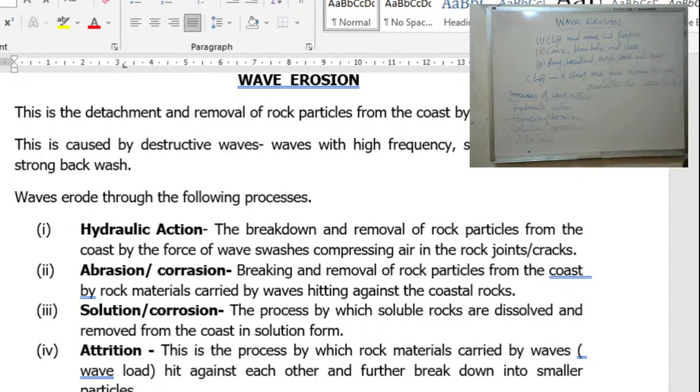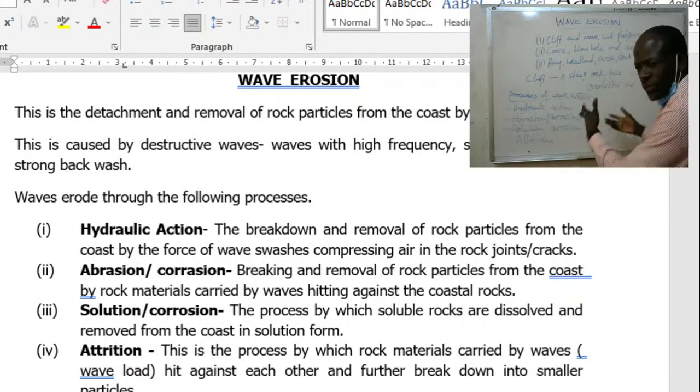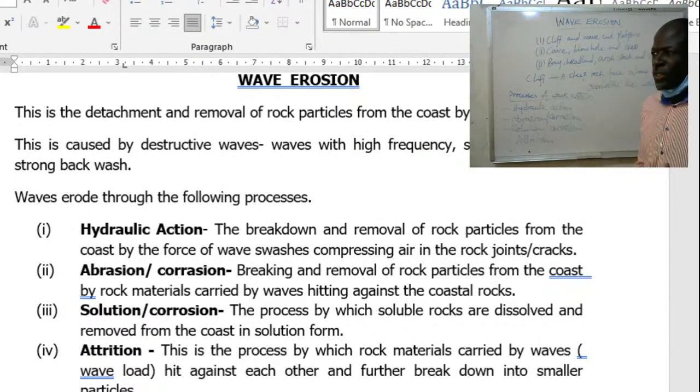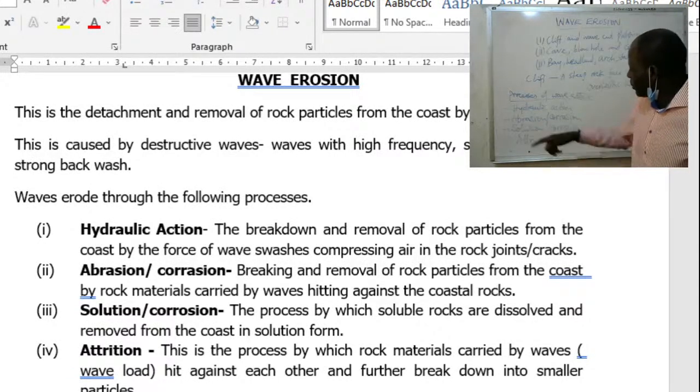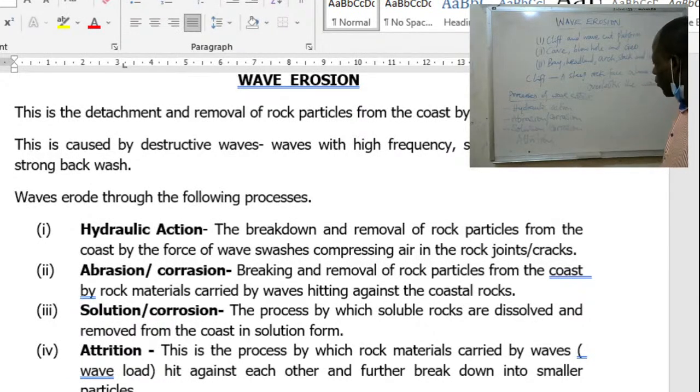Then the third process is called solution, just like the name suggests, or corrosion. These are minerals or rock materials that are soluble in water. As the swash washes these rocks along the coast, the soluble minerals are dissolved in water and taken away in solution form. So we shall see the coast extending backwards, because the rocks are being dissolved and carried away in solution form. That's what we are calling the solution, or corrosion, process.